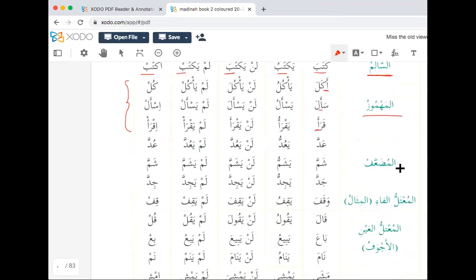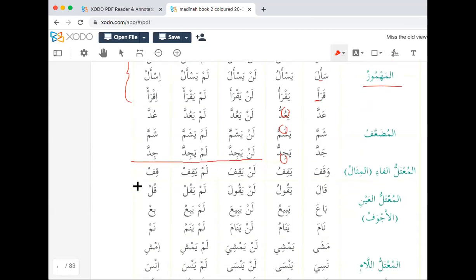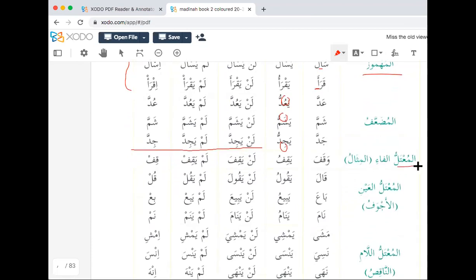Then you have the muda'af, the double letter. And that is when the mudari' has a dhamma in the middle, a fatha in the middle, or a kasra in the middle. And how it looks, either marfu', mansub, or majzoom. Then you have the al-mu'tal, either mu'talul fa, where the weak letter is at the front, or mu'talul ayn, where the weak letter is in the middle, known as al-ajwaf.